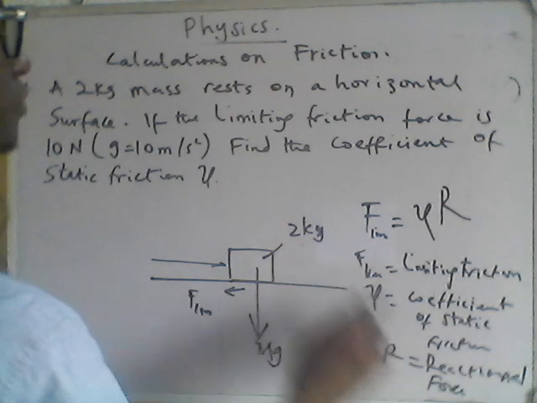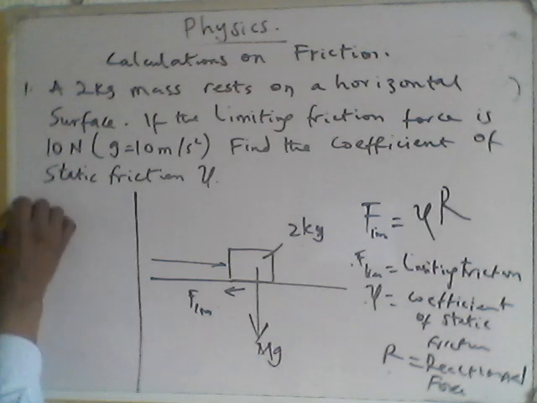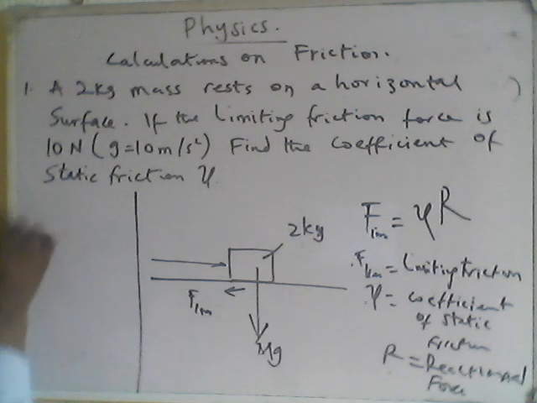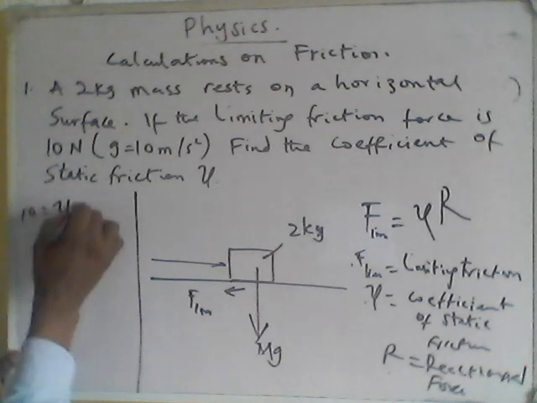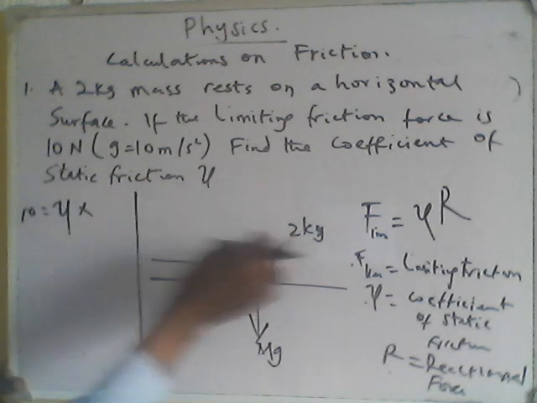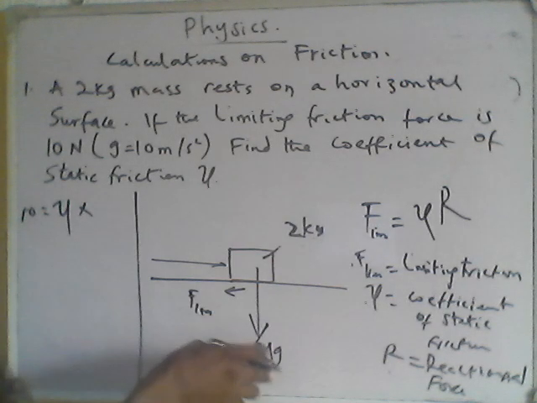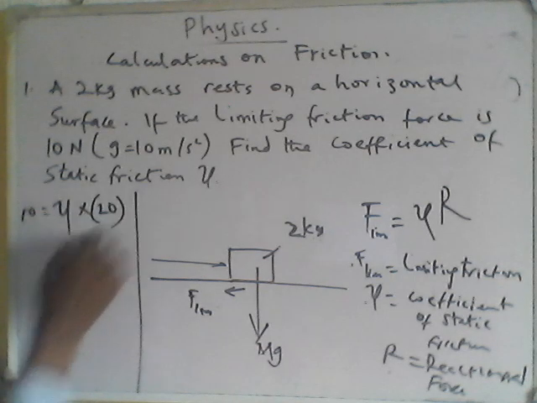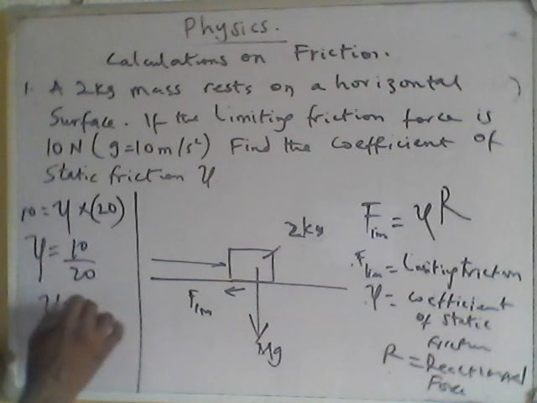Okay, so we have this and this, but we don't have this. So it's simple. Let's come here and solve it. If this is the formula, limiting friction is given as 10 Newton, and we're looking for the coefficient times the reactional force R, which is 2 times 10. That's converting this mass of 2 kg to the force, the weight. So 2 times 10, which is 20. So static friction is given as 10 over 20, which is 0.5.